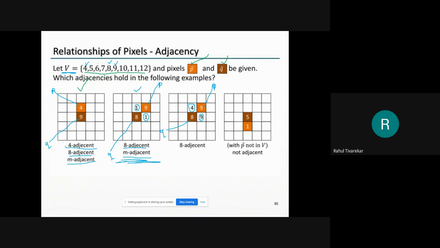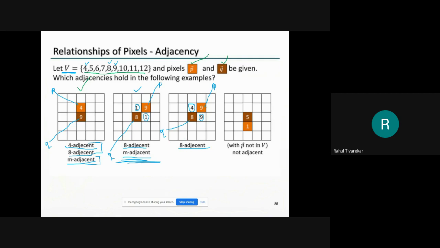In this case, both of the 4-neighbors 4 and 9 are part of the set V. Even if only one of them is part of set V, then also we can say that they are not M-adjacent. So in this case, luckily both the 4-neighbors are part of set V, and that is easy to say that they are not M-adjacent. So 8-adjacency is still satisfied because they are 8 neighbors of each other. 4-adjacency and 8-adjacency are easy to find. M-adjacency needs a little logic to work on.